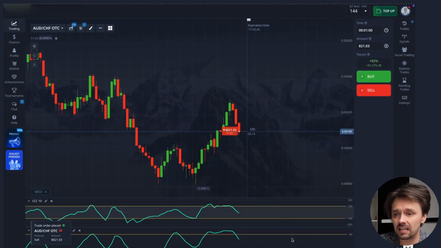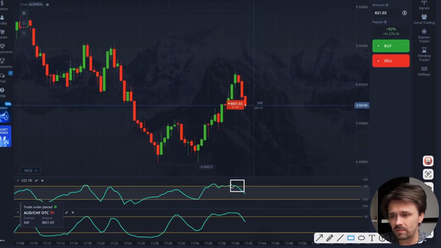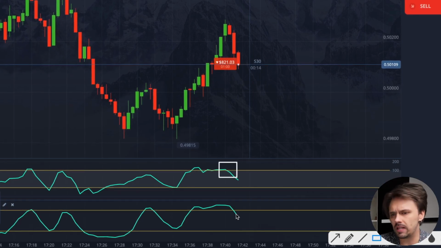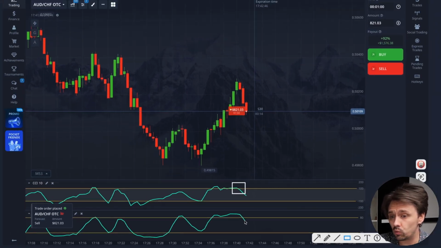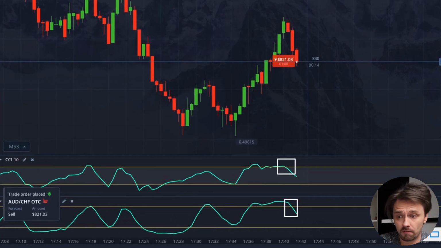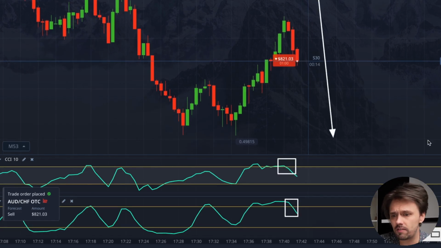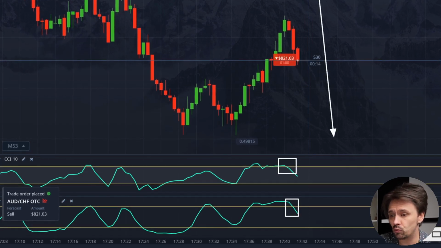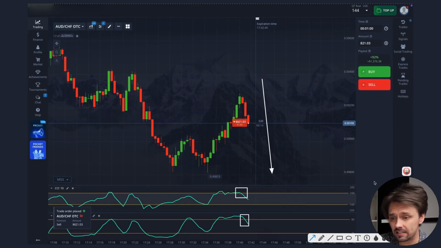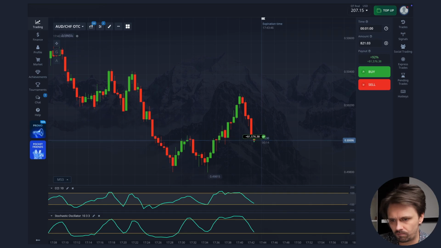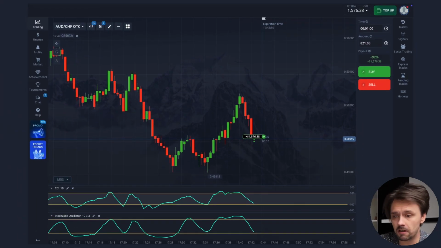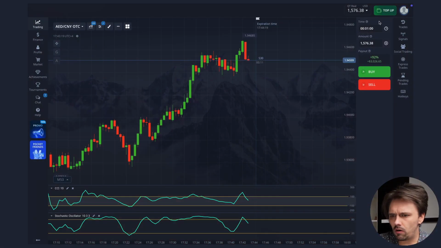The CCI 10 line went above the 100 level, and this is the overbought zone when the market is already overheated upward. Now it stops growing and breaks downward from the upper area. Stochastic was also in the upper zone above the 80 level, and now you can see the line making a downward reversal. This means the short-term upward impulse has ended, so we're waiting for the trade to close. And it brings me $1,576, very, very well.